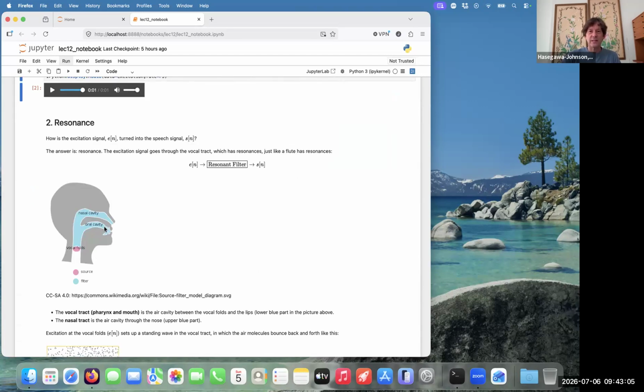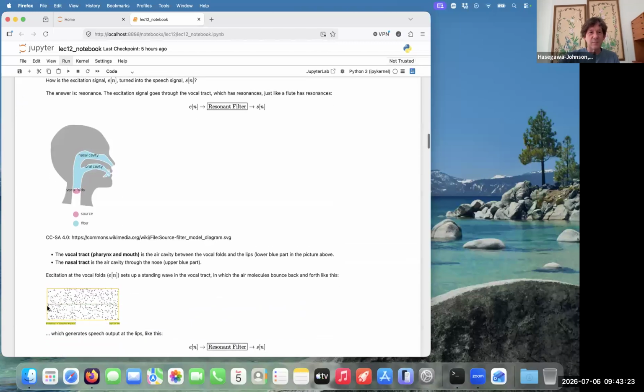Just like if you sing in the shower, you get these resonances, which are the echoes echoing back and forth inside the shower. In the same way, inside your mouth, this buzzing at your glottis is causing echoes that echo back and forth between your glottis and your lips. They look something like this.